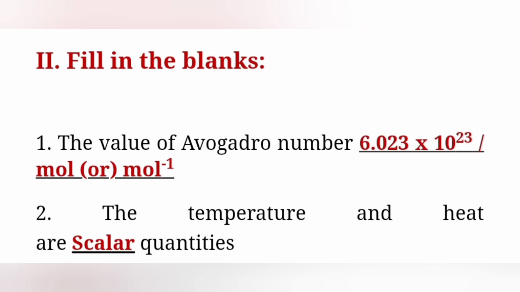Roman letter 2, fill in the blanks. First one, the value of Avogadro number is 6.023 into 10 to the power of 23 per mol, or mol minus 1. Then second one, the temperature and heat or dash quantities are scalar quantities.